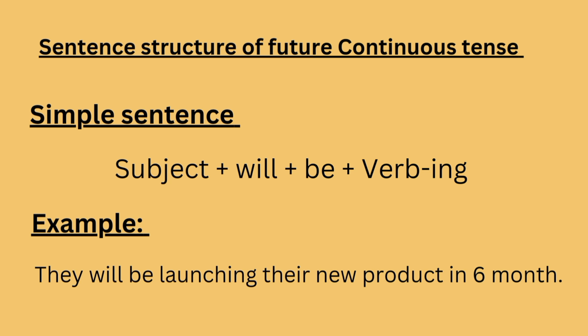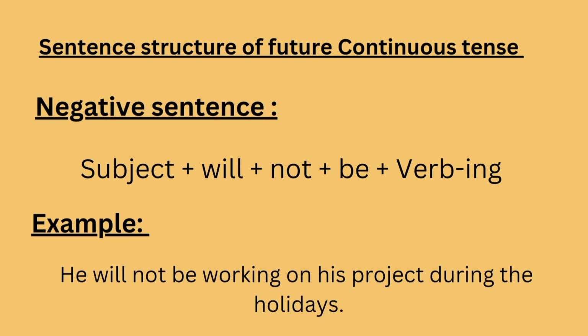Let's discuss the sentence structure of the future continuous tense. To form simple sentences, you need to follow this structure: subject, will be, verb with ing form. Let's understand with an example. They will be launching their new product in 6 months.